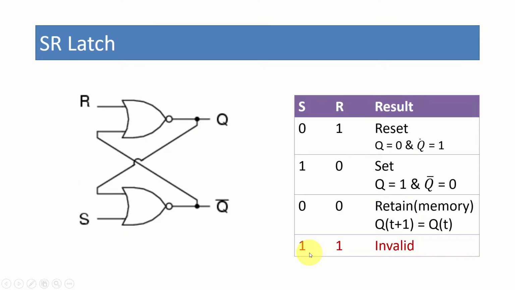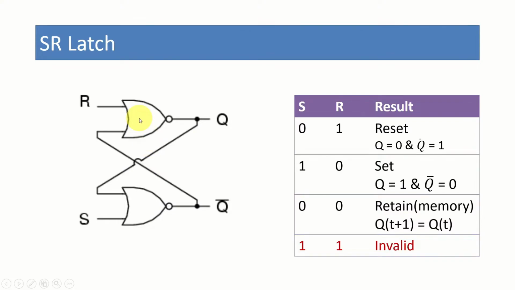So let's look at what an SR latch is. Because an SR latch is a latch, we can set the value to 1. We should be able to reset the value to 0. And the latch must be able to retain or remember the value. So in the case of the SR latch, we use 2 NOR gates.